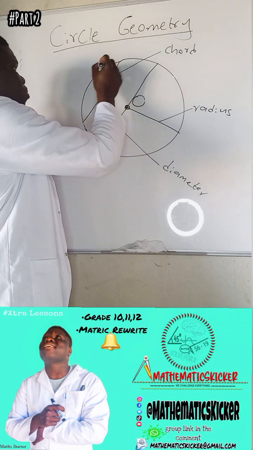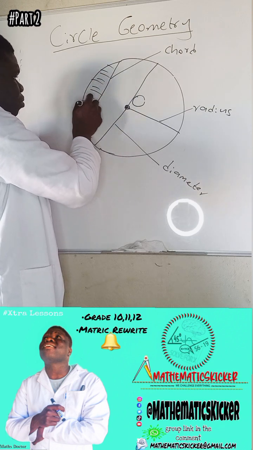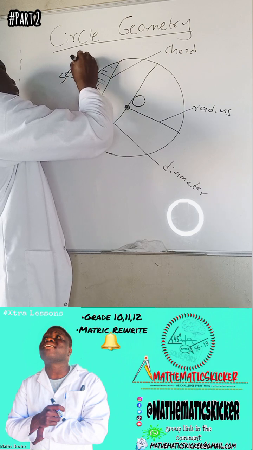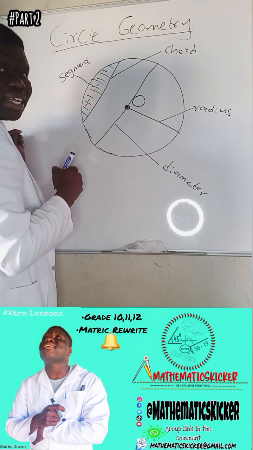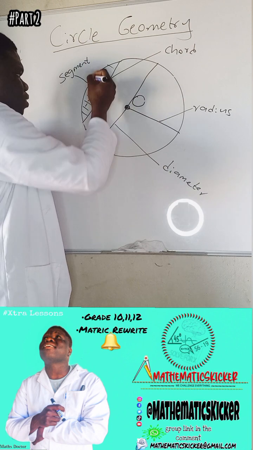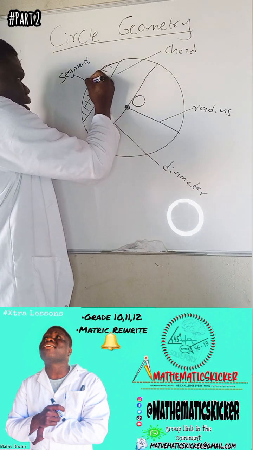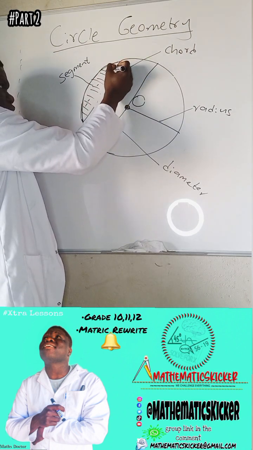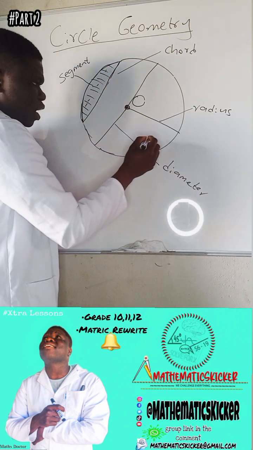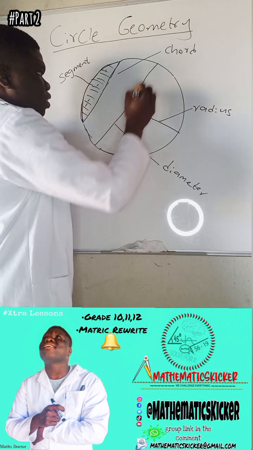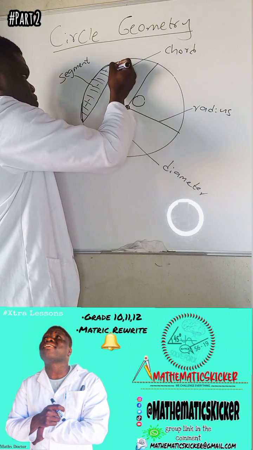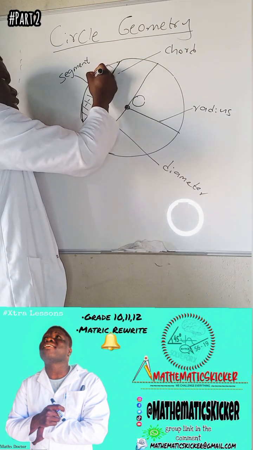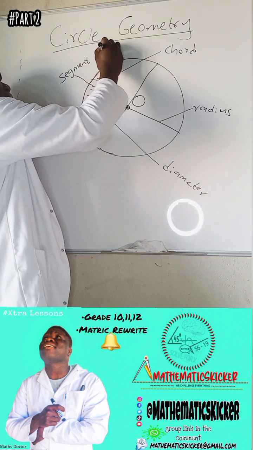Then this part is a segment. This part is a segment, right? Then this part is a chord, right? Remember, this is a chord. Or let me draw another chord here. Oh, but this one, let's use this one. This is a chord. We have our chord here. I said this part is a segment. This part is said to be an arc.